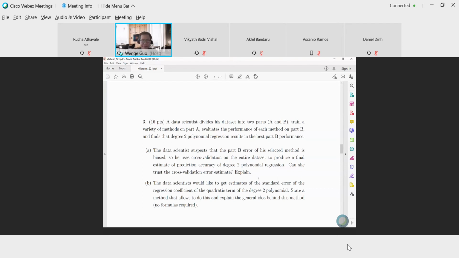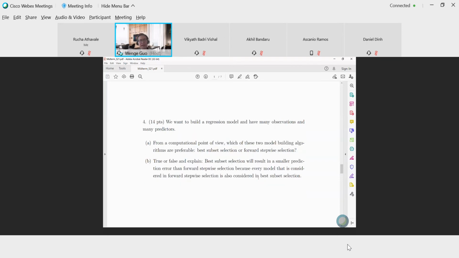The fourth one, problem 4, should be pretty simple. We want to build a regression model that has many observations and many predictors. From the computational point of view, which of these two model building algorithms is preferable? Definitely forward selection, forward stepwise selection. This is clear, for the computational way.